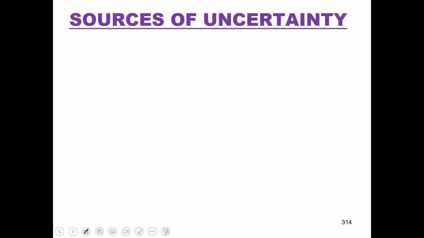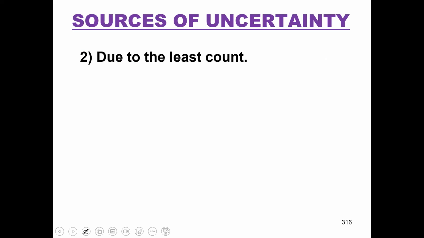What are the common sources of uncertainty? Pre-allocated, you know in advance that this much error will come due to the least count. Least count is the smallest division which an instrument can take. It is a source of zero error.